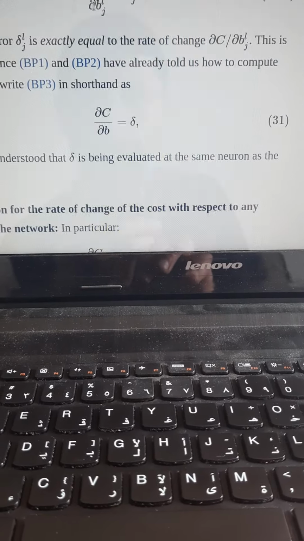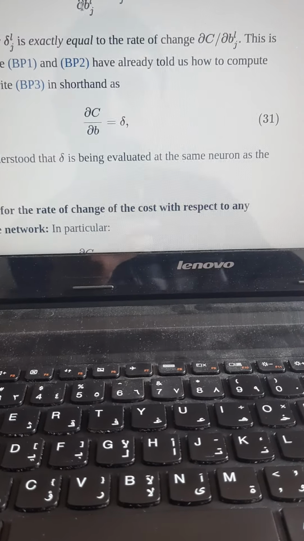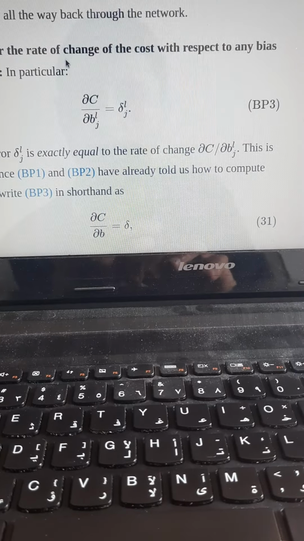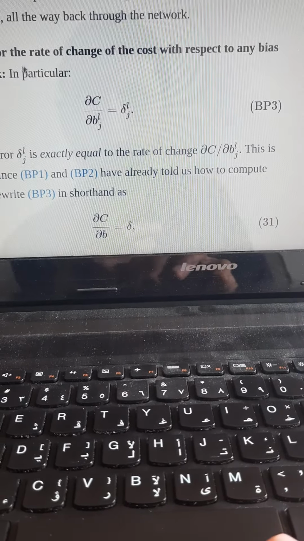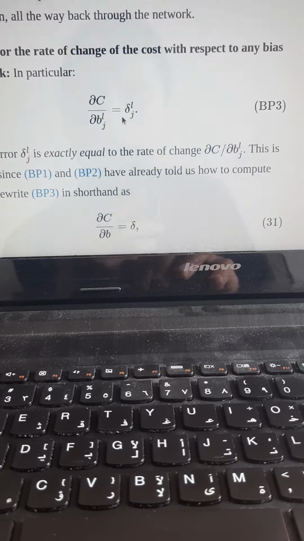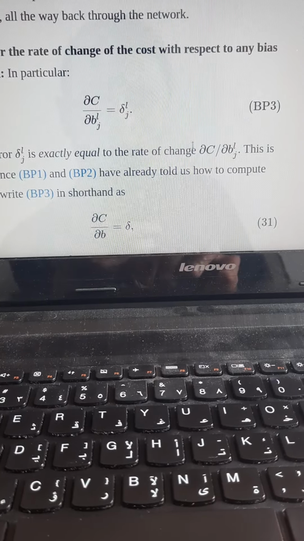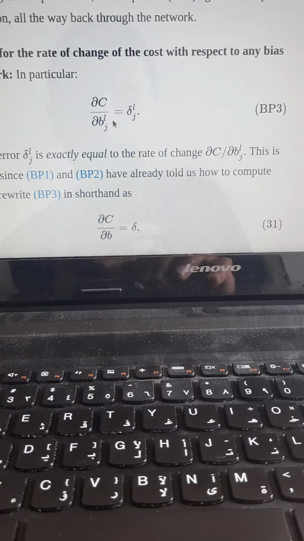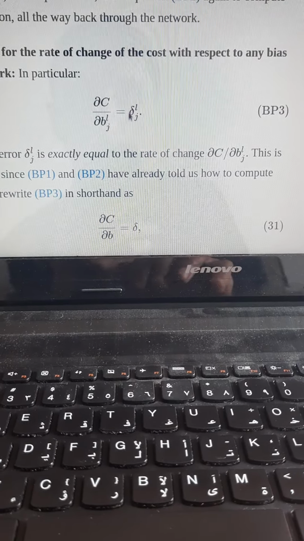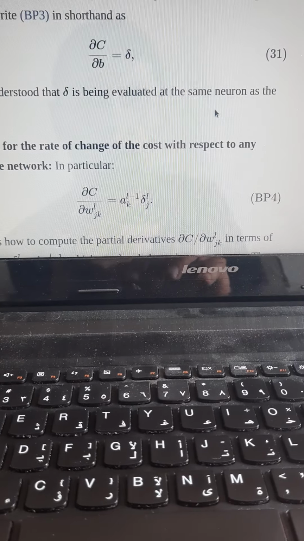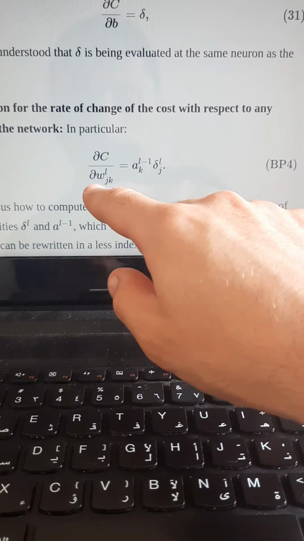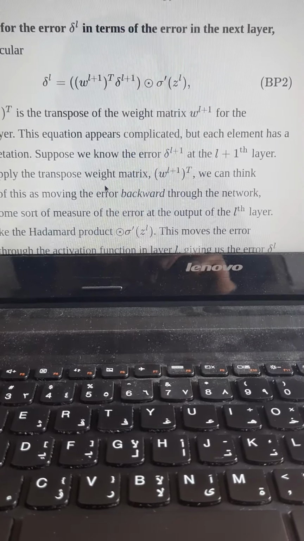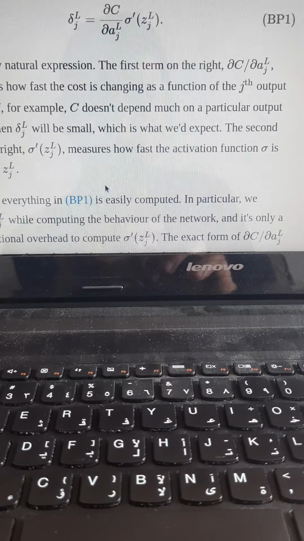It's the rate of change of the cost with respect to any bias in the network. It is exactly equal to the error, and this is great news. Oh wow, really, this is great news. It's the same value. And then BP4 is related to the weight. Now I'm just going to check with you the first and the second.